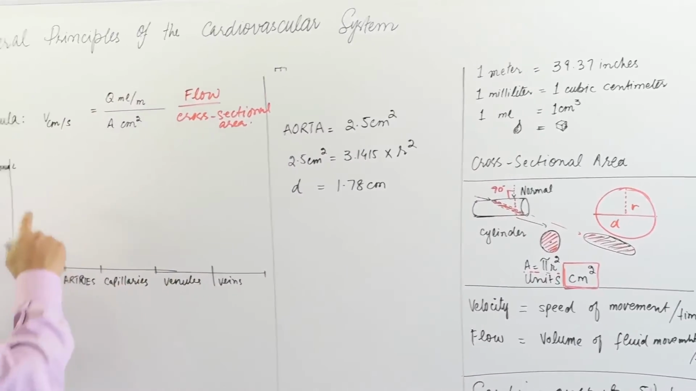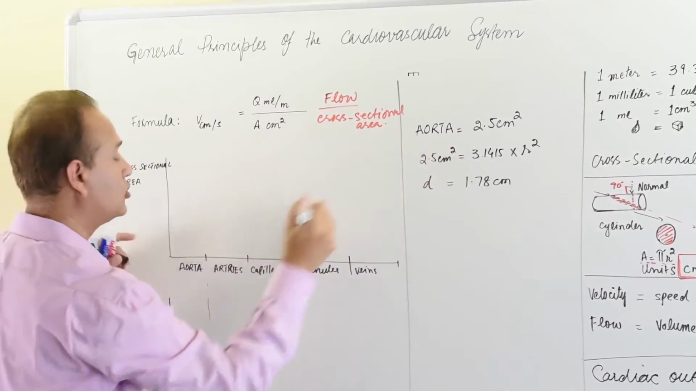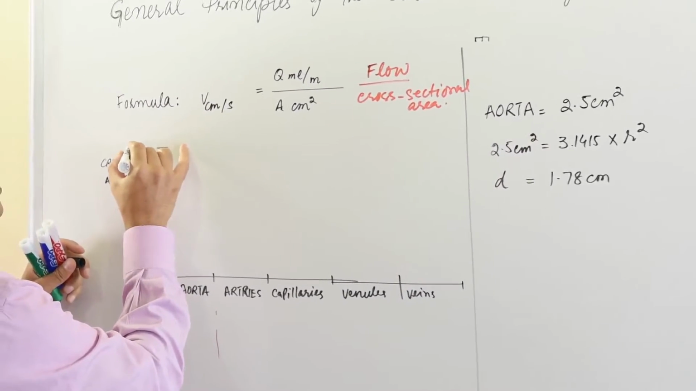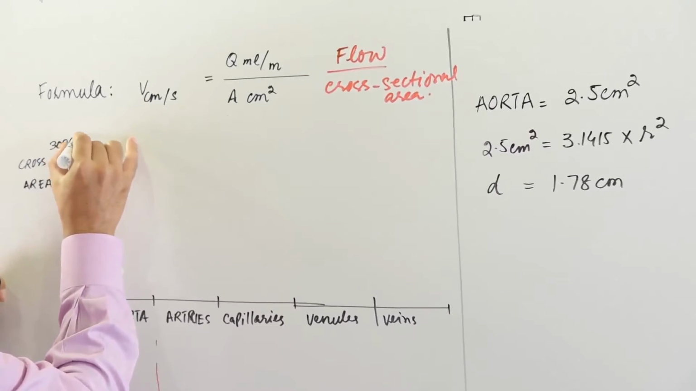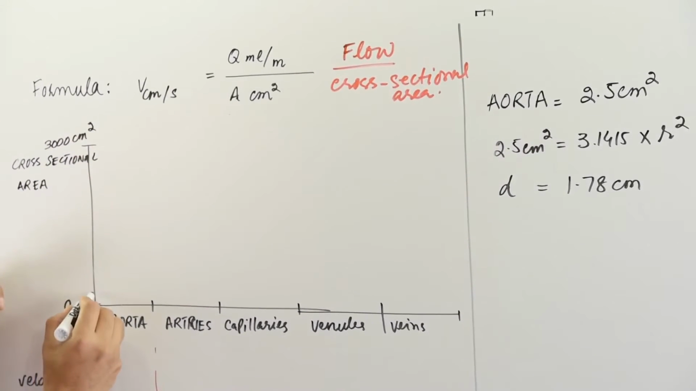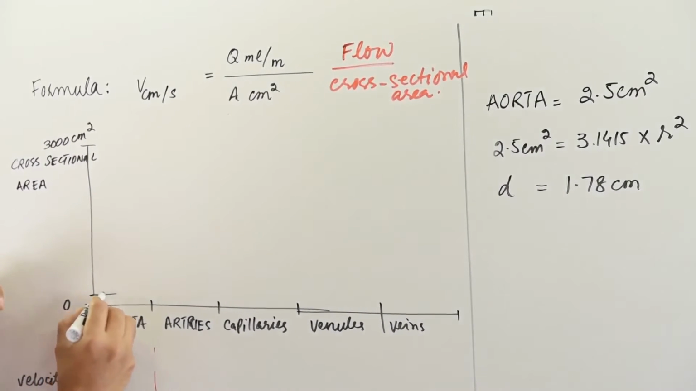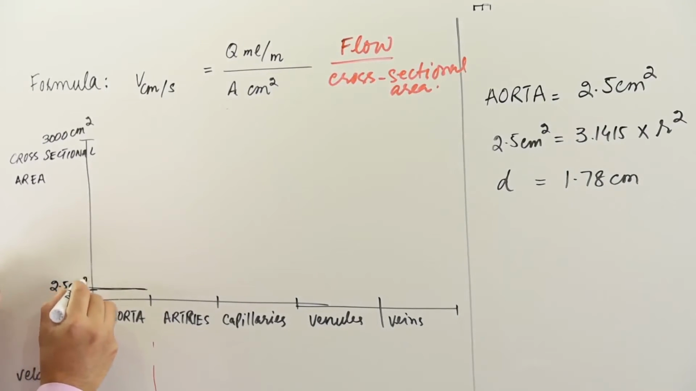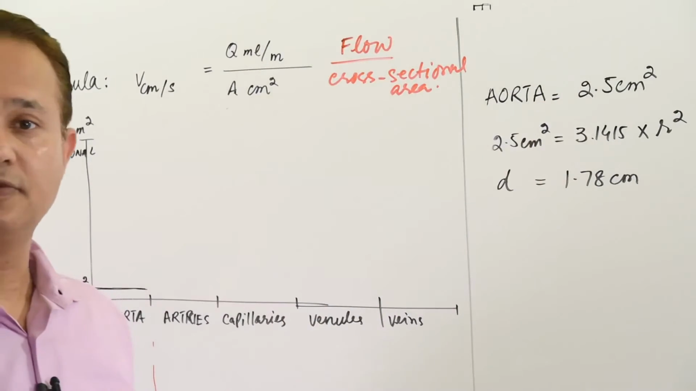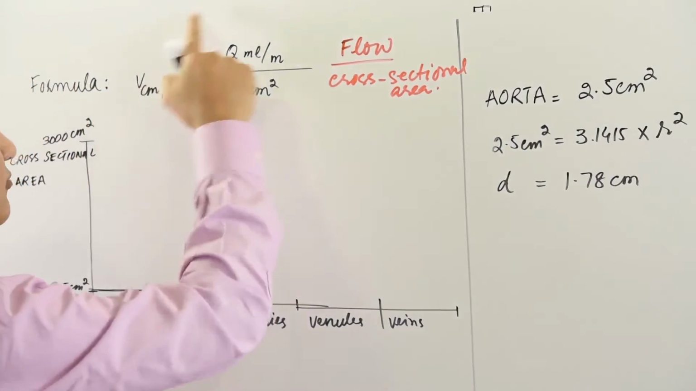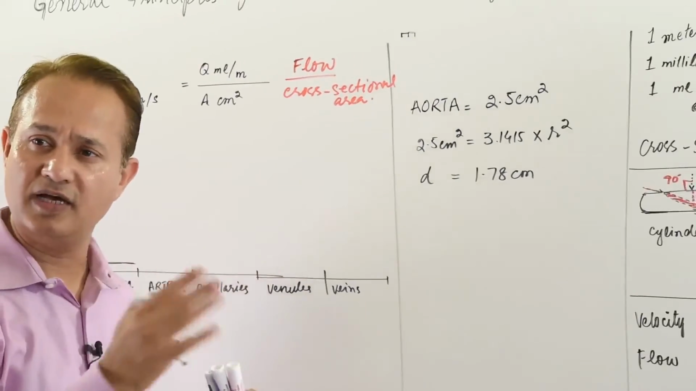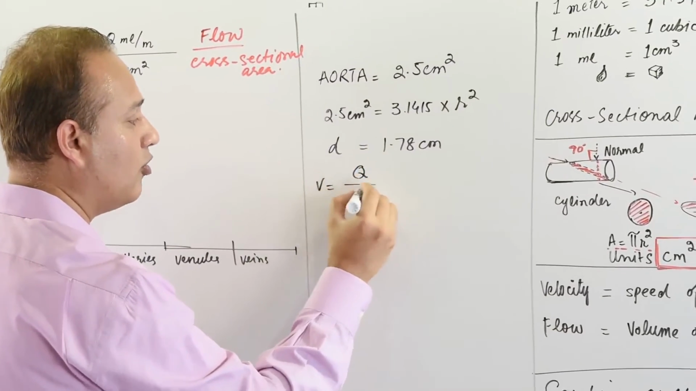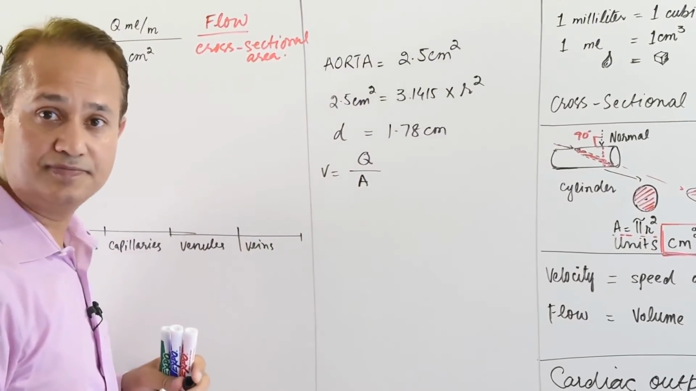Now about 2 centimeters. So here is the cross-sectional area. I'm going to mark 2.5. So let's say this is 0, and let's say this is 3,000 centimeters square. So aorta is somewhere over here. This is the size of aorta, really small, 2.5 centimeters square. Now let's take that value and plug that into the velocity to see what is the velocity of the blood that is passing through the aorta. So velocity we know is Q over cross-sectional area, right?